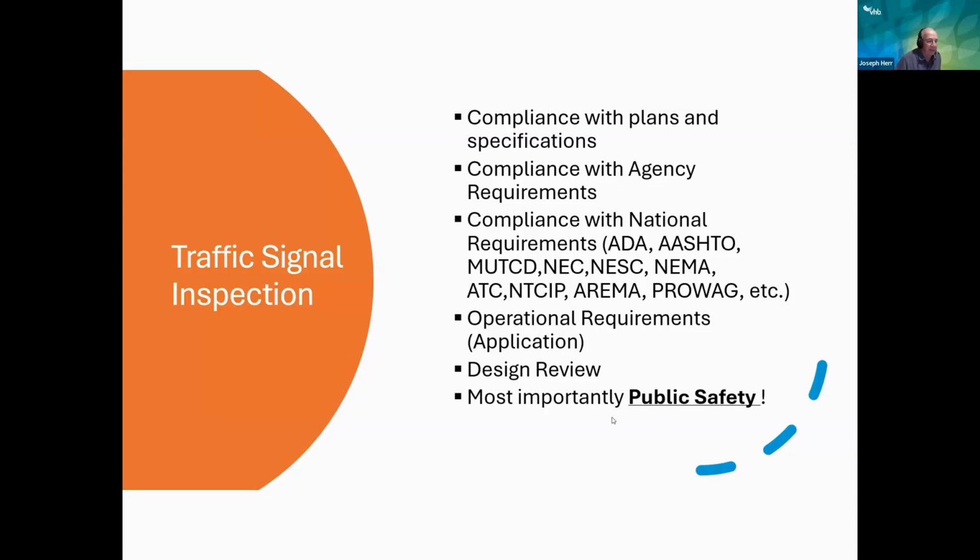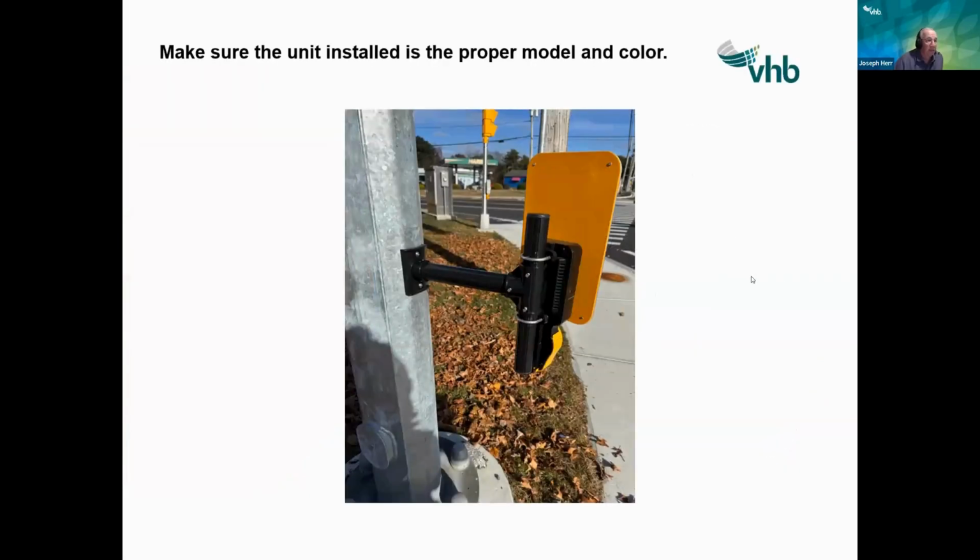You have to make sure that that infrastructure, that signal that's put in, works properly and works safely. And that's the most important part of an inspection. So let's go one by one. Number one, make sure it's a proper model and color. Usually shop drawings come in and the model is there, the color of the buttons are there, the support is there. This particular one, it was a swing and a miss. They had a black support with a yellow arrow. We understood what was submitted for a model, and this was put on the punch list to get rectified.